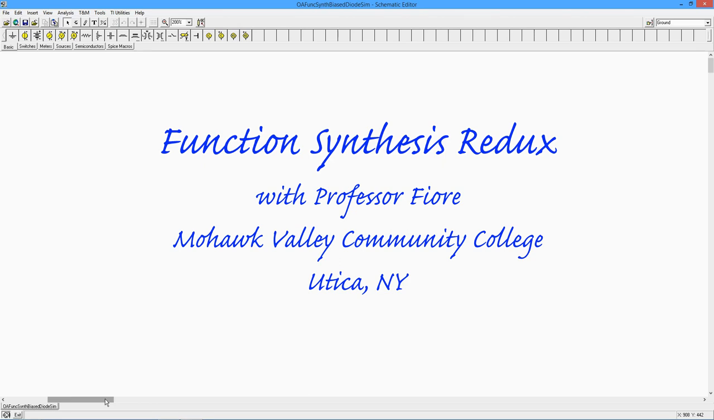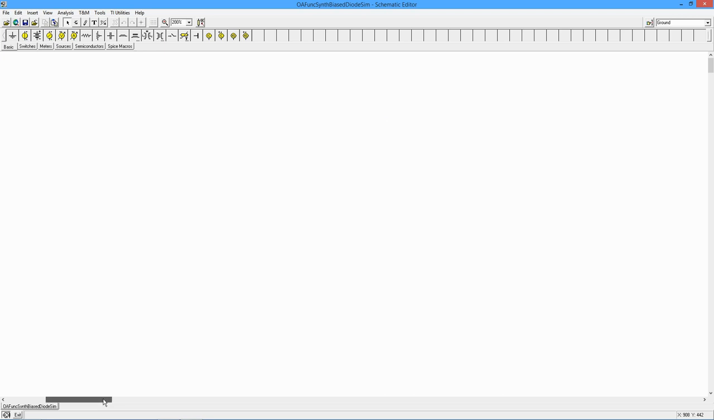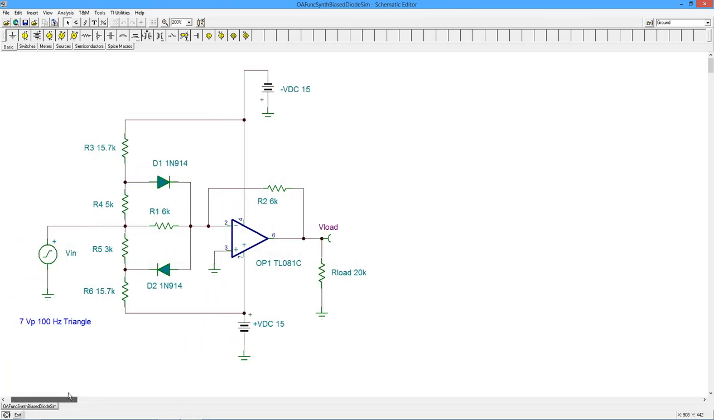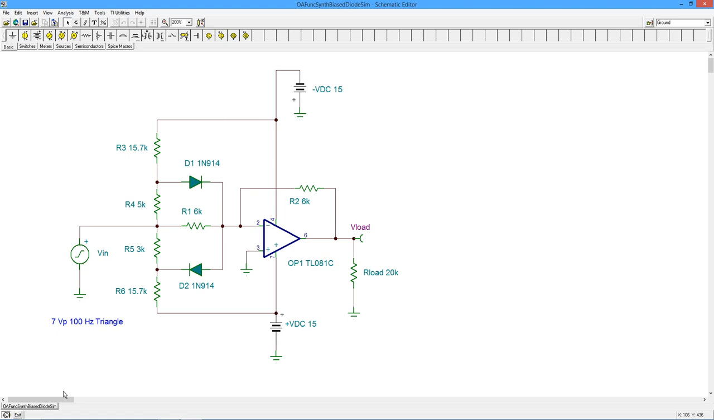Hello, folks. It's time for Function Synthesis Redux. We're going to look at another way of doing function synthesis with our op amps. So here's an interesting circuit for us to peruse.